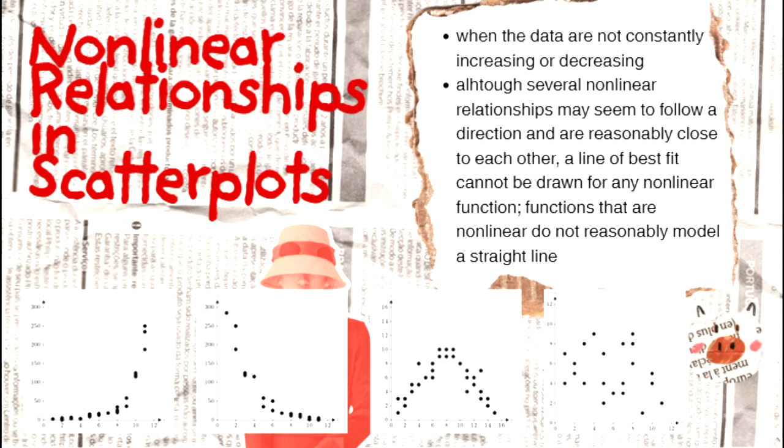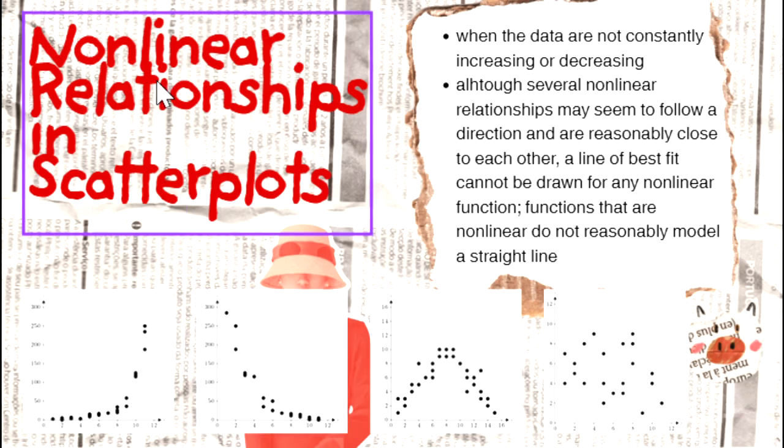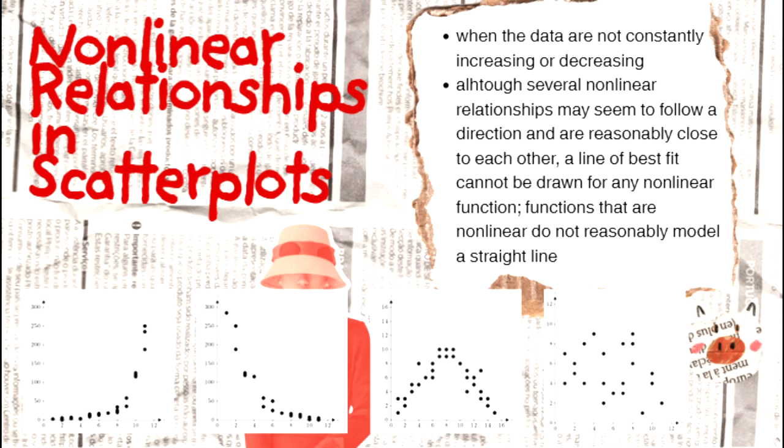So let's talk about nonlinear relationships in scatter plots. When the data are not constantly increasing or decreasing, this one's obviously increasing and this one's obviously decreasing, but it's not constant. Your line would not be straight. It has a curve. So this is considered nonlinear, okay? Although several nonlinear relationships may seem to follow a direction and are reasonably close to each other, a line of best fit cannot be drawn for any nonlinear function. Functions that are nonlinear do not reasonably model a straight line. Yes, I could draw a line, but it's not straight, okay?